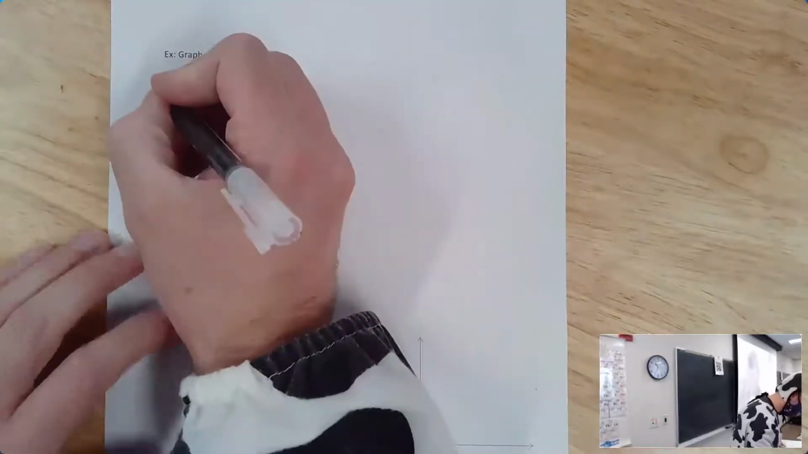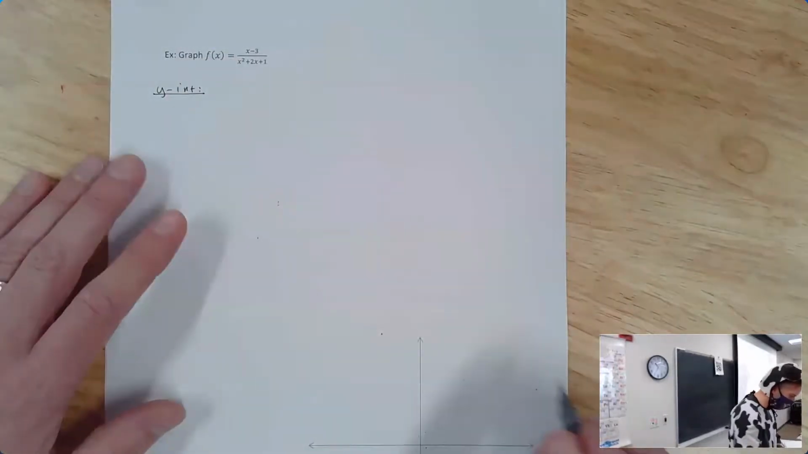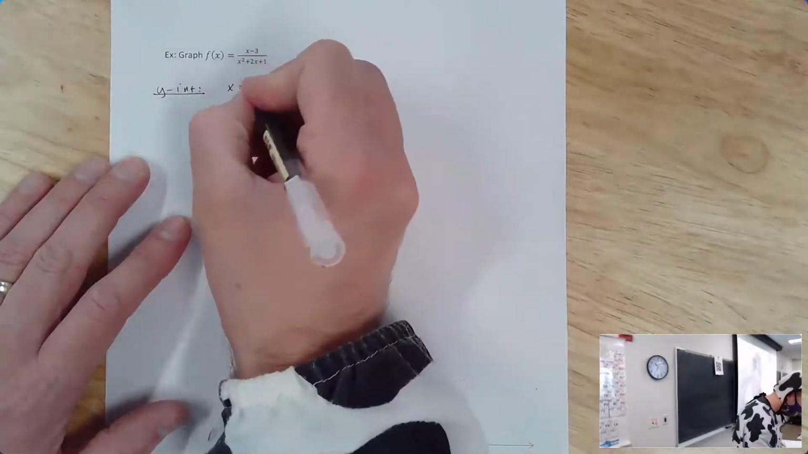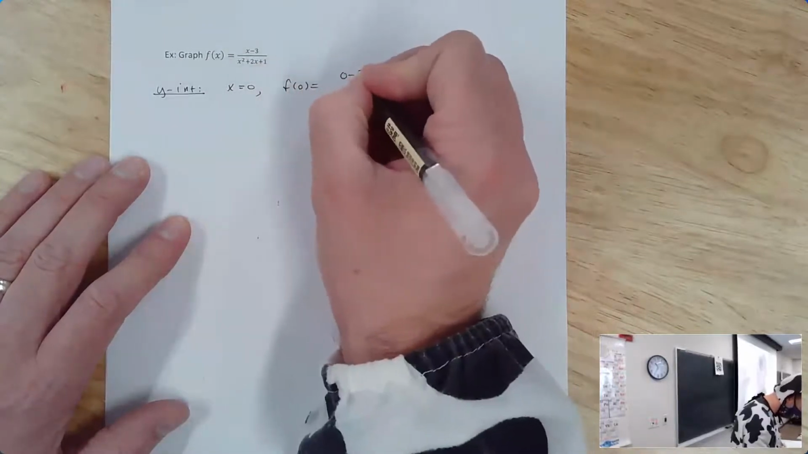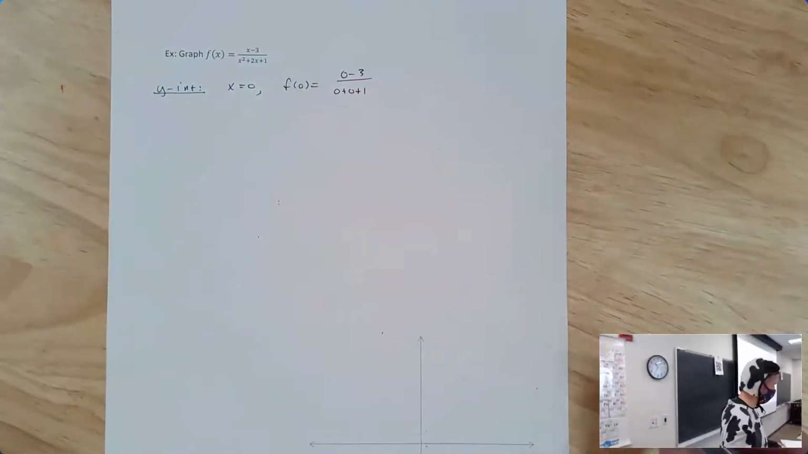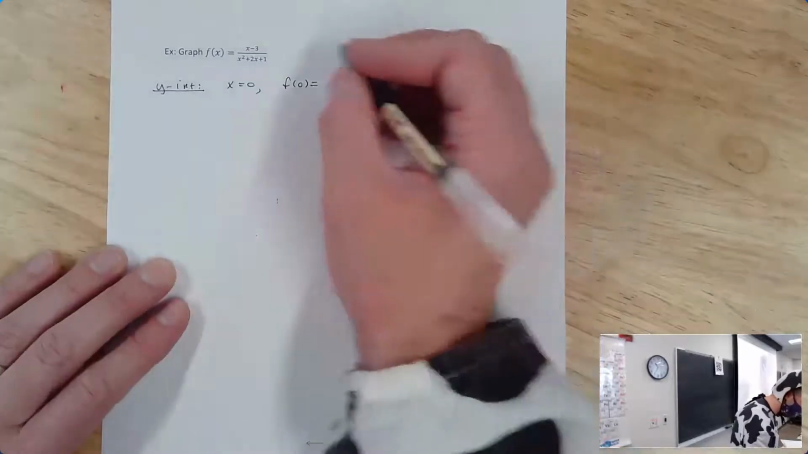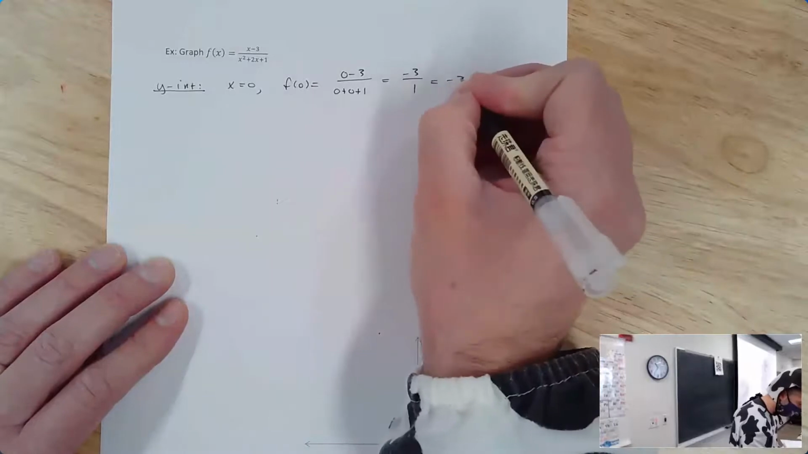So let's look for the y-intercept. I'm going to set x equal to 0. I'm going to get f of 0 equal to 0 minus 3 over 0 plus 1. You could definitely skip that step, right? We know all the x things are going to be 0. It's just going to be the number on top divided by the number on the bottom. Great.